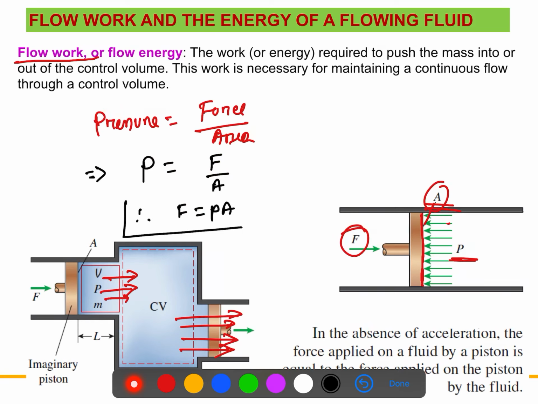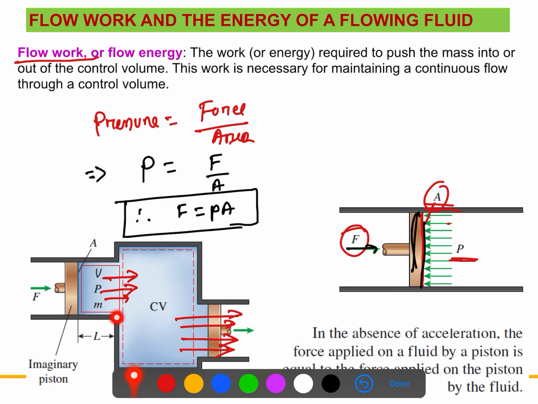Now, if we want to push this piston, or push this entire fluid element into this control volume, then we need to work through this distance L, because initially the fluid element is here. If we want to push all of this fluid element into this control volume, we need to push it until this point, through this length L. The work done by pushing this fluid element into this control volume is the flow work, because some work is happening here.